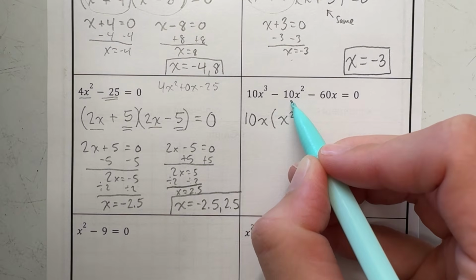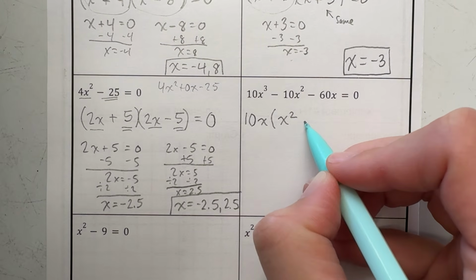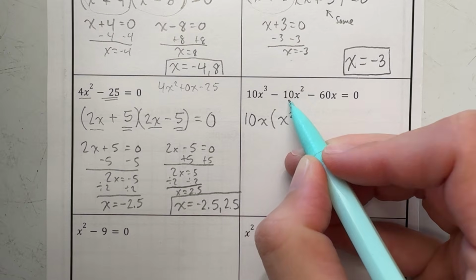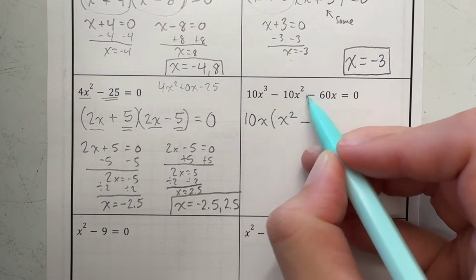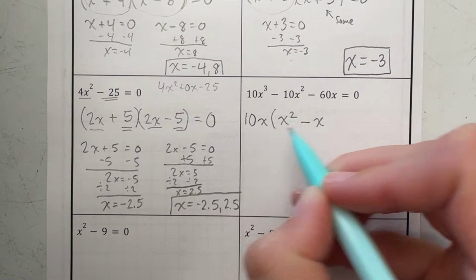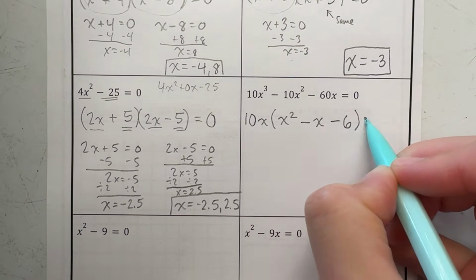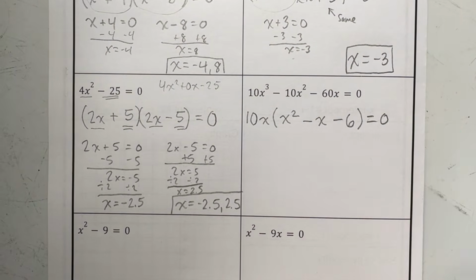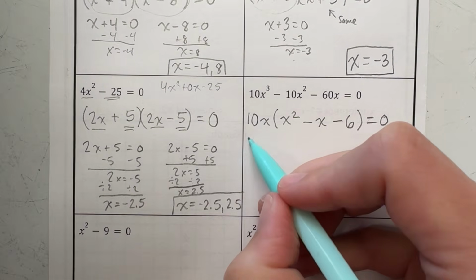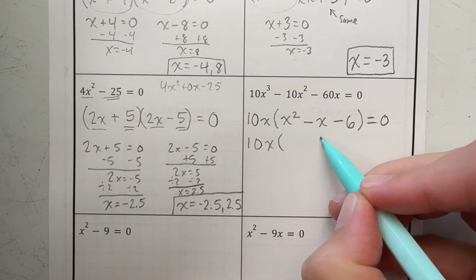10x times what is negative 10x squared? Well, a positive times a negative. And then here, I already have a 10. I already have an x. I just need another x. There's two x's here. 10x times what is negative 60? That would be negative 6. Okay, so now I've taken out the GCF, and I need to just keep factoring this other part.